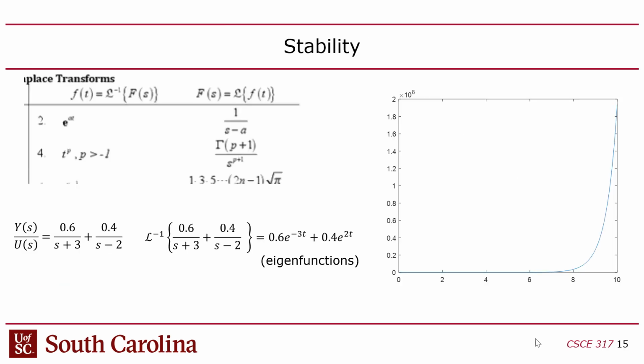So you take the inverse Laplace transform, and you get 0.6 e to the negative 3t plus 0.4 e to the positive 2t, right? Now here's where this is a little confusing. This is the time domain representation of the transfer function, right? So this is assuming that we have an input and an output.